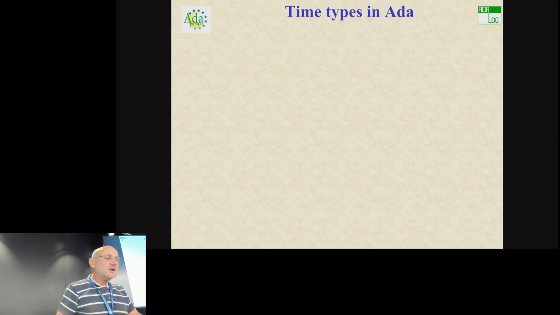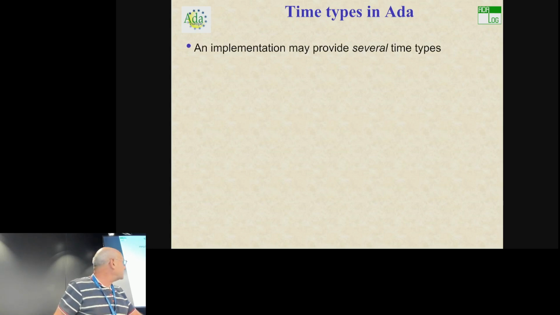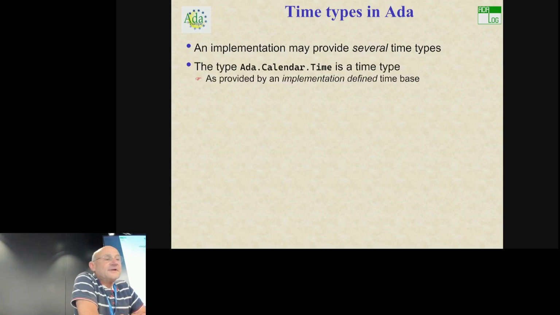So, we have in Ada what is called time types. Note that an implementation may provide several time types. The compiler knows that certain types are time types. For example, Ada.Calendar defines the type Time, and it is by definition a time type. Okay? The time base, the clock associated to this time, is implementation defined.